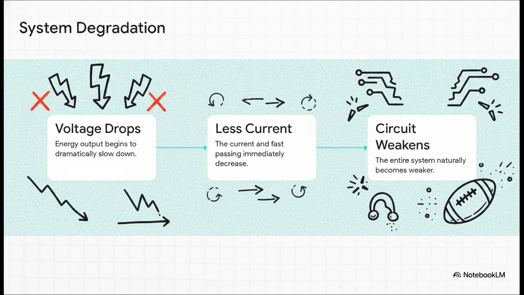And this is basic electrical science playing out right there on the grass. These three steps always follow one another. When voltage drops, the current immediately decreases. And when that happens, the entire circuit naturally becomes much, much weaker.